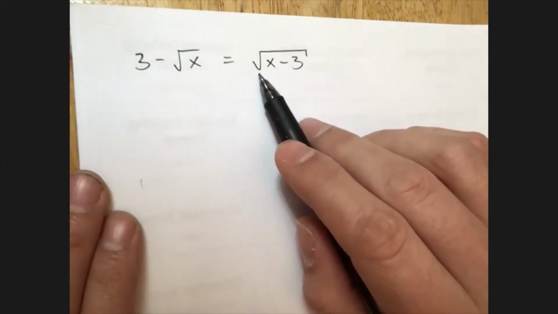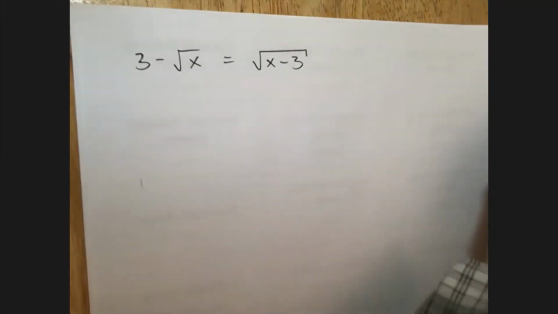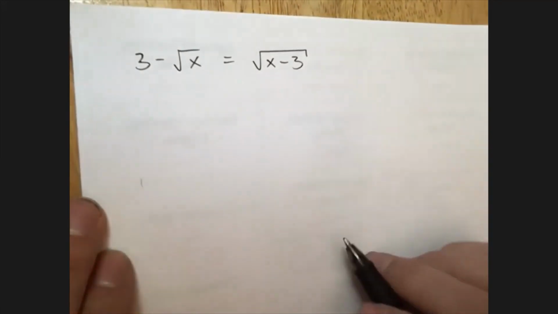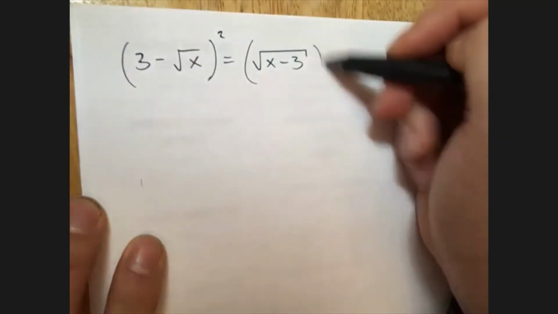What I would try to do in this situation is make sure that the more complicated radical is all by itself. And that's what we have here. The more complicated radical being root x minus 3. That is all by itself on one side. So I think we can go ahead and square both sides. All right? So we go ahead and square.